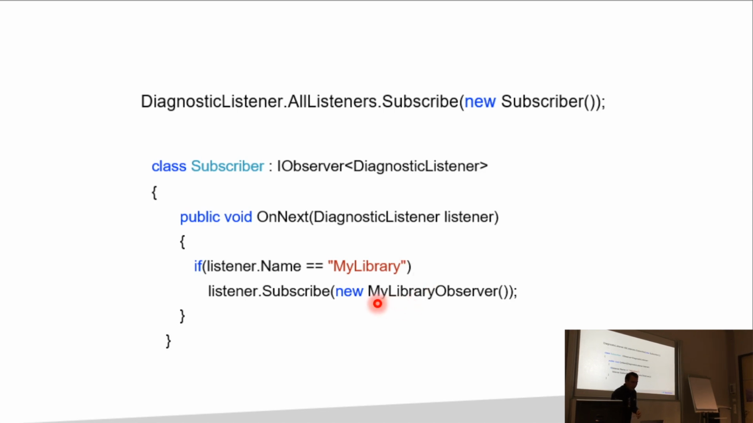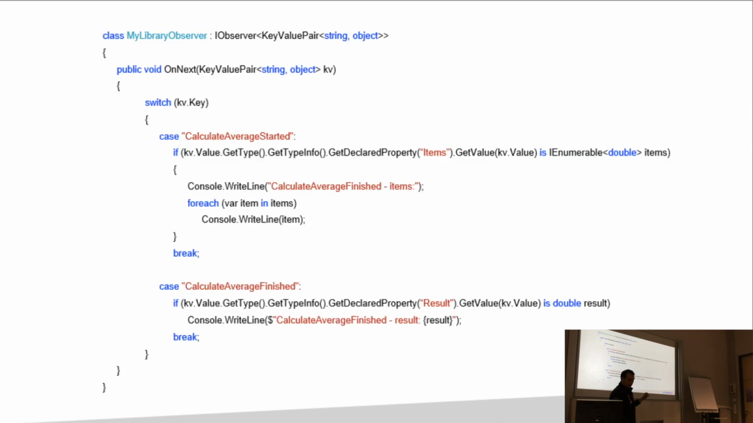And then from that point, you can say, okay, I want to listen to diagnostic source information from this library, and the way you do this is that you implement another class, which implements IObserver<KeyValuePair<string, object>>. And this also has an OnNext method, and in this OnNext method, basically you get the real information. So this method will be called when I write the diagnostic source data. Basically there are two cases. This is when the average calculation is started, and what happens here is that with reflection we parse out this items property. The items property is an IEnumerable<double>. That's where the parameters are, and we just print it to the console. You can do whatever you want with that. And in the other one we parse out the result. That's the property that we are storing, and we print it to the console.